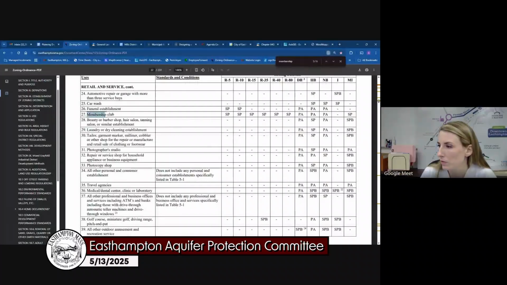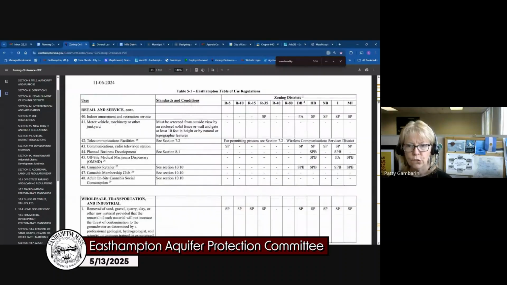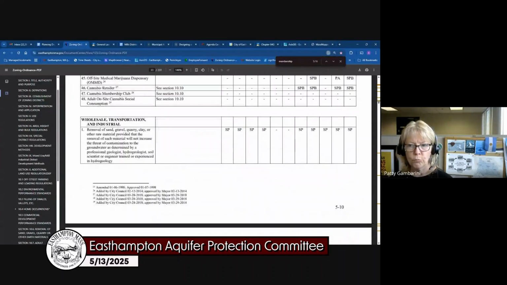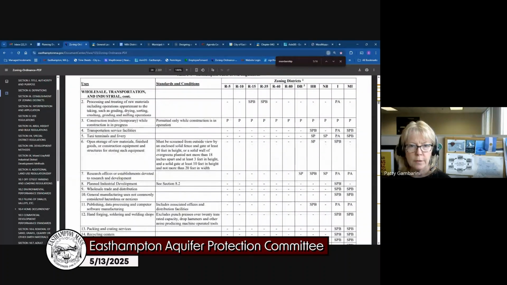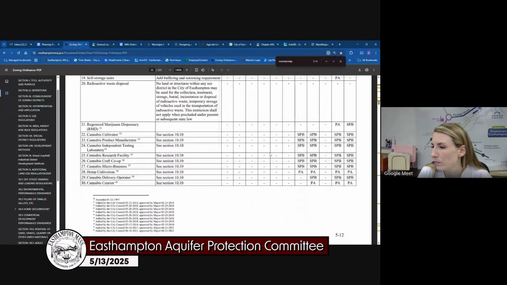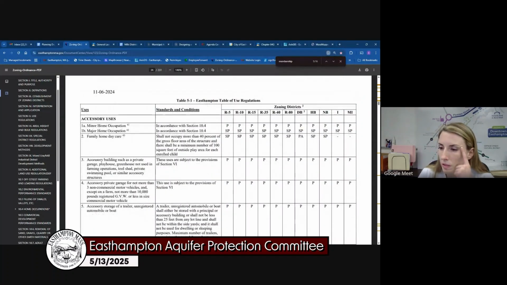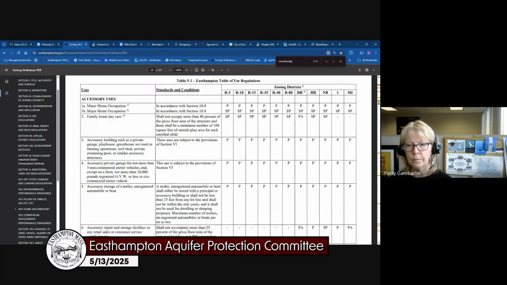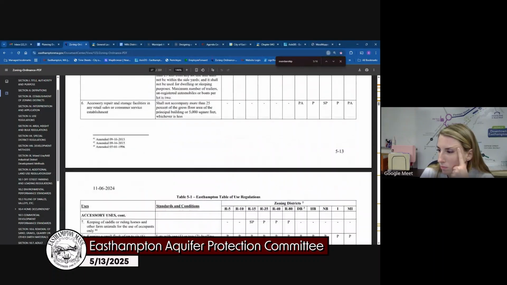So this is where we left off. So nothing else on this page is allowed. Right. Yeah, I think the rest is what was construction. Yeah, trailers, temporary. So there's some accessory uses. Yep.